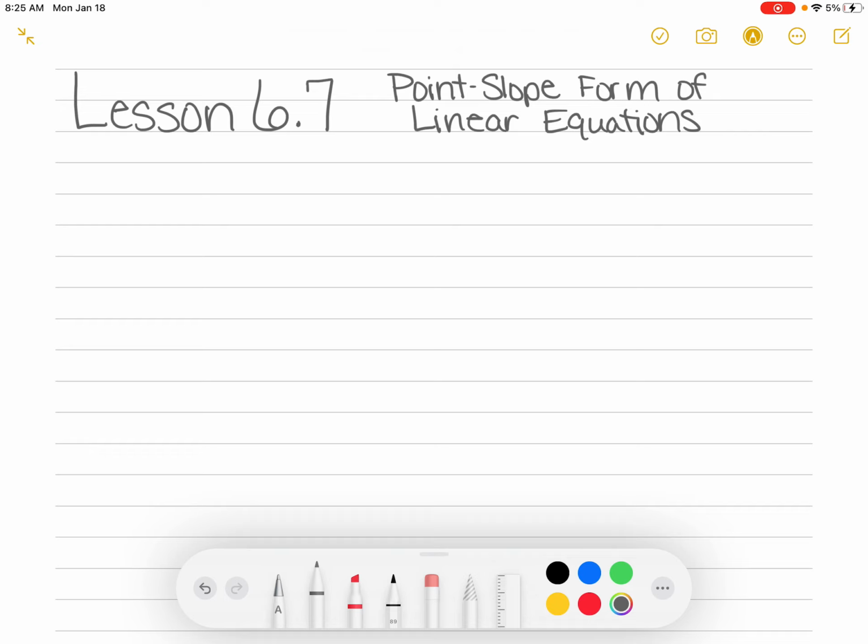Okay, so we're going to go over slope intercept form and how to write that equation. Okay, so let's go back over what it looks like. It looks like this: y equals mx plus b. And remember, m is the slope and b is the y-intercept. Okay, so I'm just reminding you of that before we start our example 1.